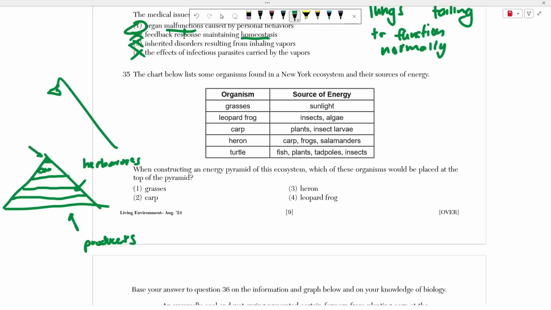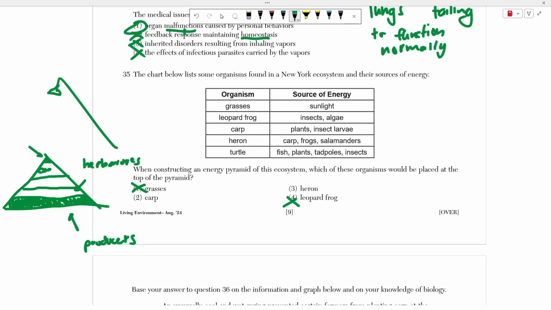So like I just said, number 1, grasses can't be at the top because grasses and producers are always at the bottom. They're always going to be at the bottom because they're the most abundant species, right? The sides of the pyramid also represent the size of the population of whatever's inside of it, right? So the producers have the largest amount of population. Now we have to look at what each one of these eats. Well, the leopard frog eats insects and algae, which means that it's a herbivore, or pretty low on the food pyramid, right? Because it has to come after the producers. It's not at the top. So the leopard frog has to be eliminated.